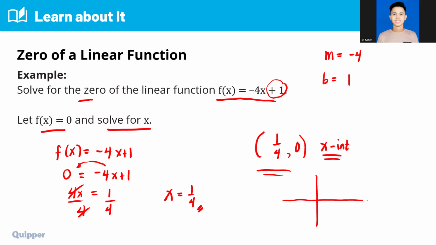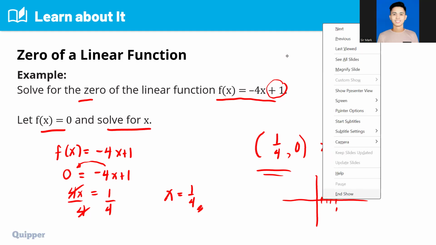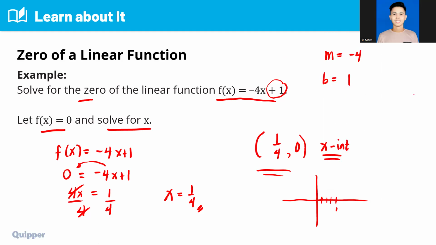So if we have the graph, if we plot positive (1/4, 0), if this is 1, dividing 1 by 4, let's say 1, 2, 3, 4, (1/4, 0) is located here. So all x-intercepts can be found on the x-axis. Naintindihan po yun? All x-intercepts, lahat po sila ay makikita sa x-axis because the y coordinate of the x-intercept is 0. So it will always lie on the x-axis.